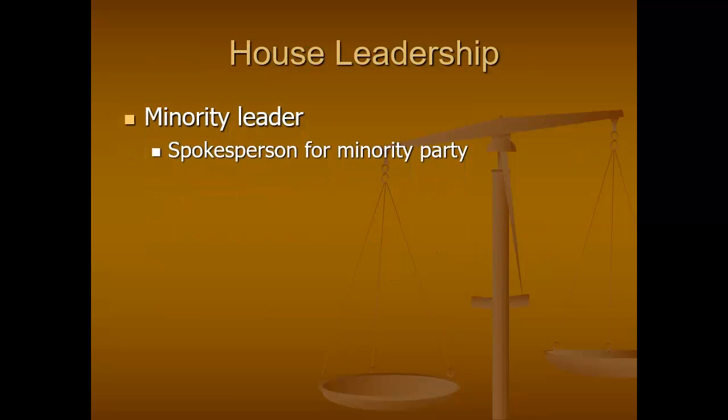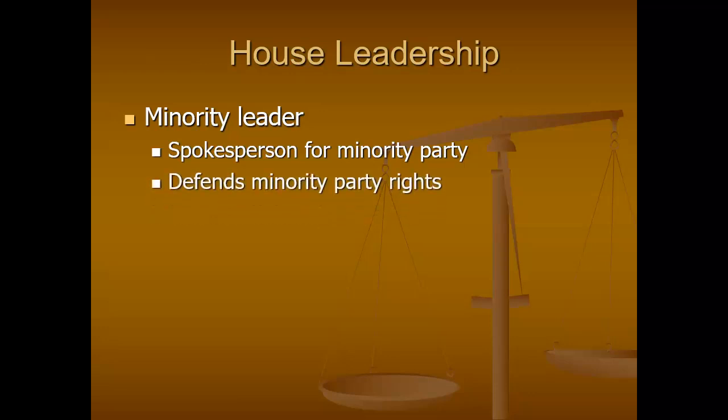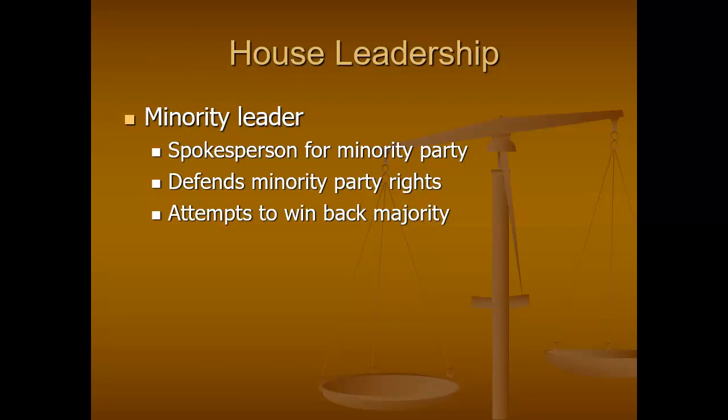The minority leader in the House is an important but relatively weak position. Because the House operates so strongly under the control of the majority party leadership, the minority leader has little control over passing legislation. But the minority leader is a powerful spokesperson for the minority party and for making sure that the rights of minority party members are respected during the House's proceedings. Perhaps the highest priority for the minority leader is to strategize about ways to win the next election to regain the majority for his or her party.